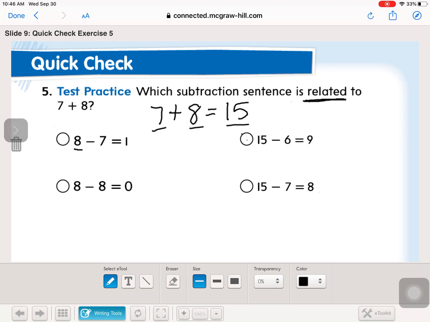So let's take a look. We have 8, 7, 1, not it, because it doesn't have 15. We have 8, 8, and 0. Nope, it's missing two numbers. We have 15 minus 6 equals 9. 15 is correct, but the other two are missing. And here we have 15 minus 7 equals 8. So that one is it. It has all three of our numbers. So we're going to fill in that little bubble.